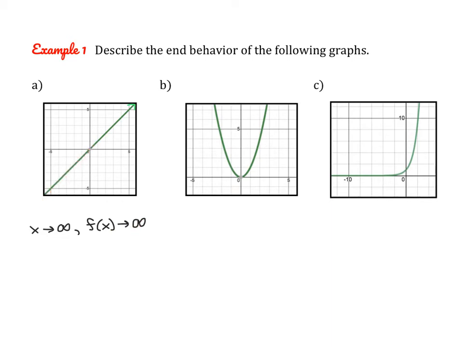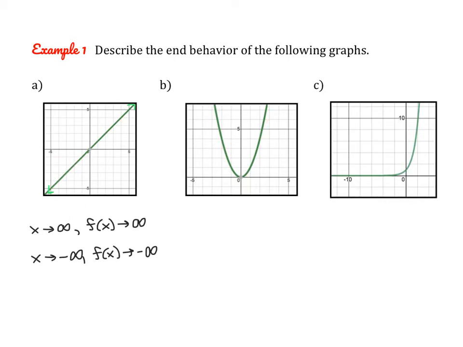Now let's look at what's happening on the left side of our graph. So same thing, we have a graph that's just going to keep continuing in that direction, except this time it's going down. So this time we can write as x approaches negative infinity, f of x approaches negative infinity. So this is a way of saying moving to the left, my graph is going down. So that's the end behavior for graph A.